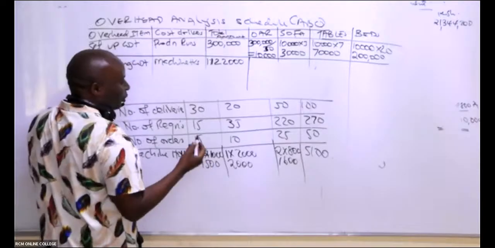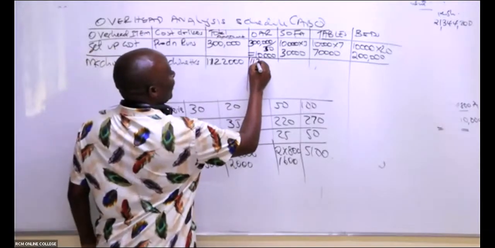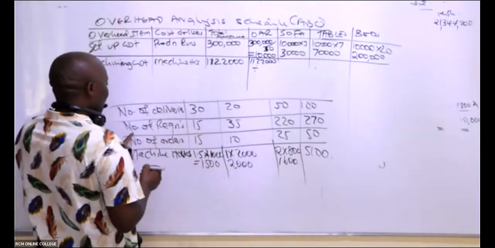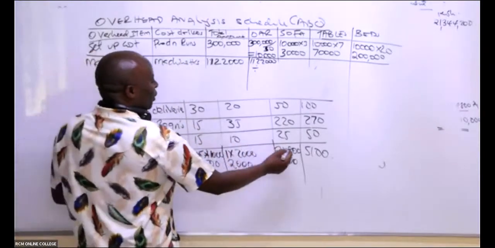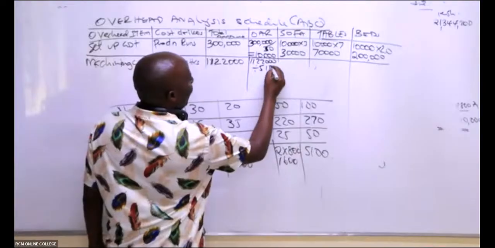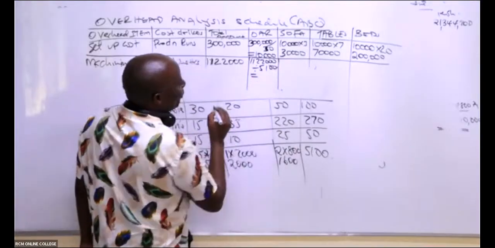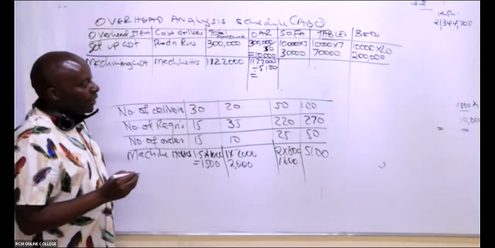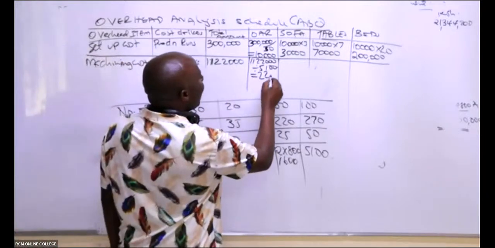So it will be 1,122,000 divided by machine hours. Fortunately, we have the total machine hours, which are 5,100. So is there somebody who is able to give me this answer? 220. So I'm getting 220.